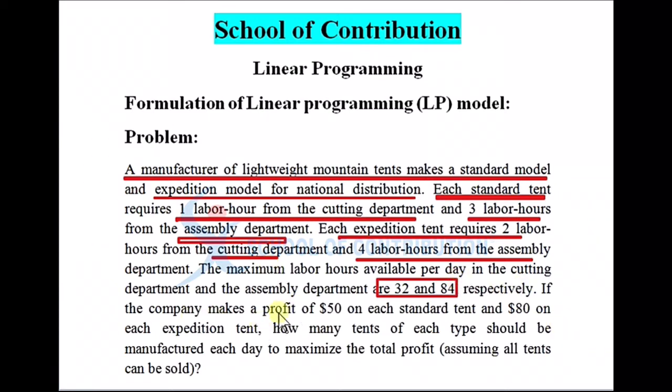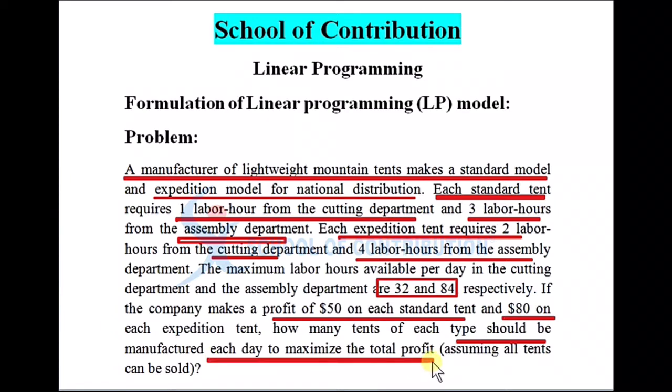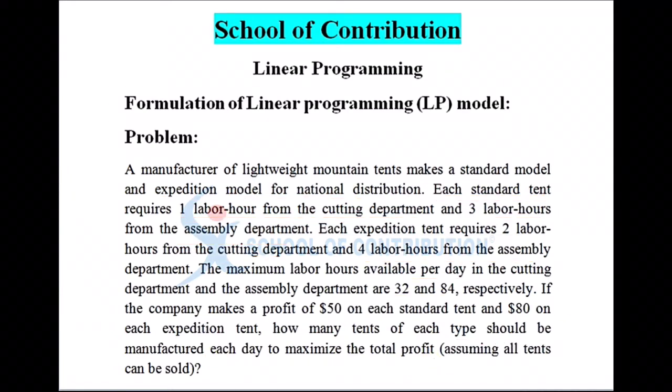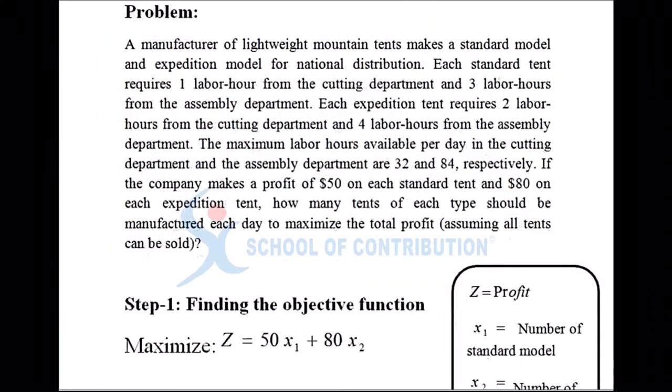If the company makes a profit of $50 per unit on standard tent and $80 per unit on expedition tent, how many tents of each type should be produced or sold or manufactured each day to maximize total profit? Okay, so far this is the statement of the problem.